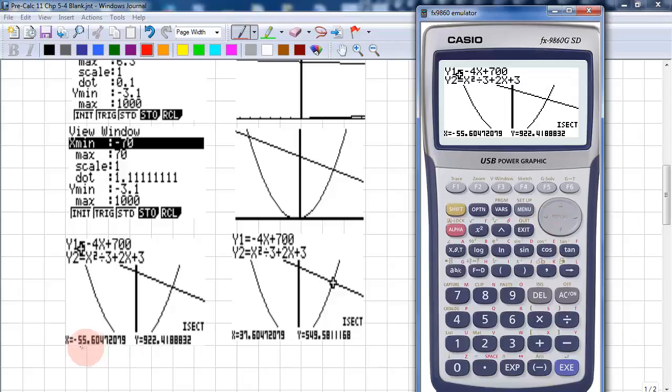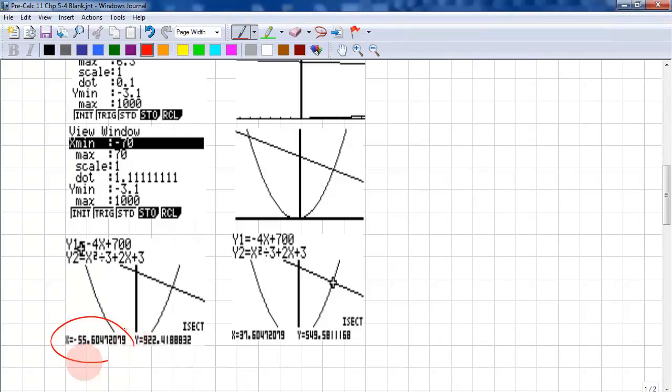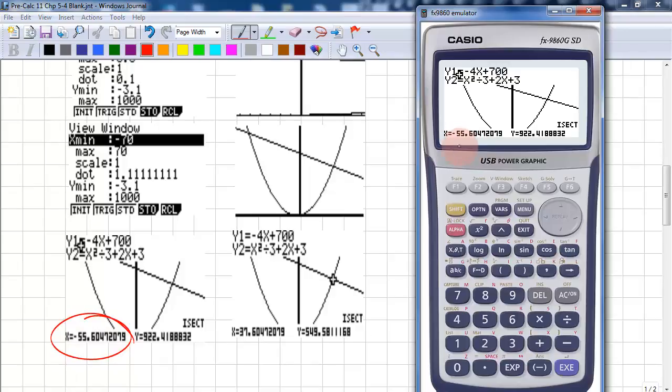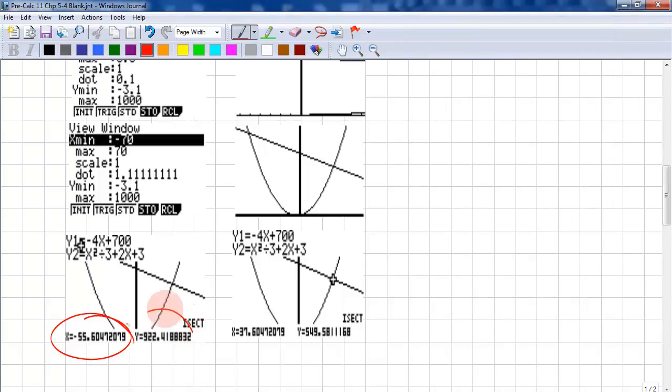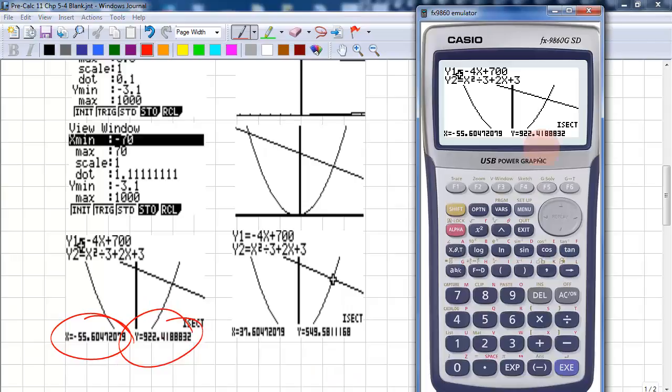We get our first one at negative 55 and 922. But all we're looking for is the x value. So they intersect at negative 55.6 roughly and 922.4 for the y coordinate. And to get our other answer on the Casio, we just press right, and we get approximately 37.6, 549.6.